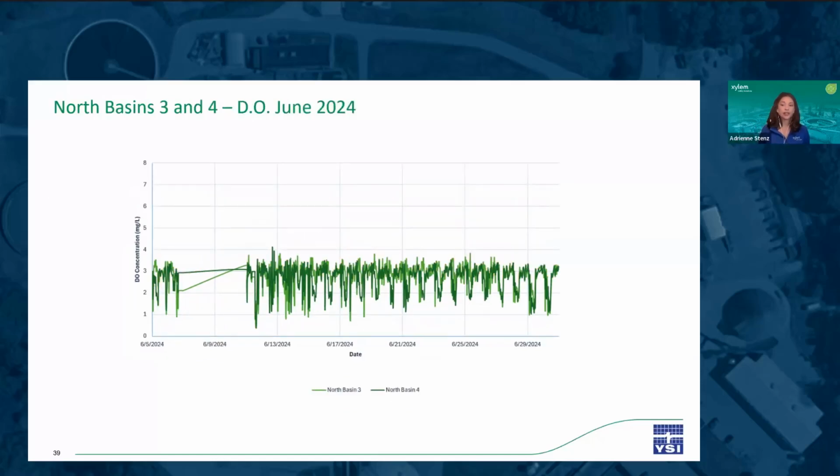Since the DO levels were inflated for North Basin 2 to account for North Basin 1 being offline, let's take a look at the performance of North Basin 3 and 4 in terms of DO. North Basin 3 is the light green line and North Basin 4 is the dark green line. North Basin 3 and 4 DO levels oscillated between 1 to 3.5 milligrams per liter for the month of June. Both had very similar DO performance with an average DO around 3 milligrams per liter.